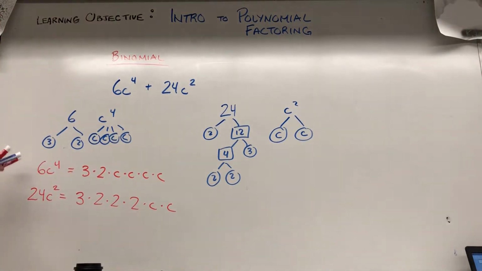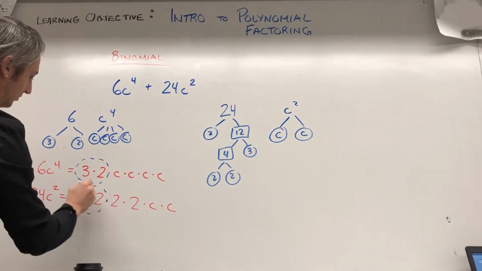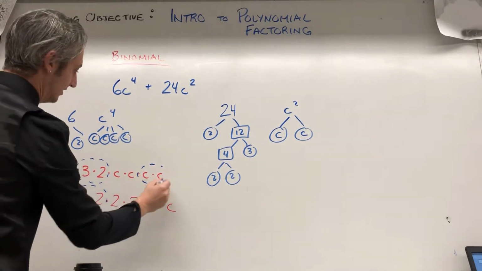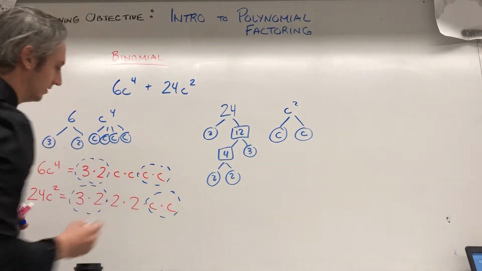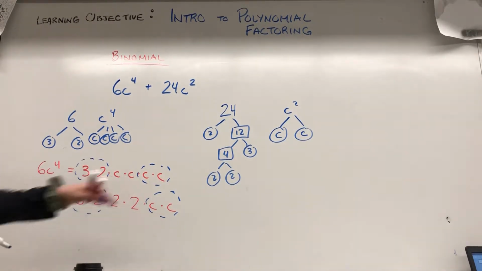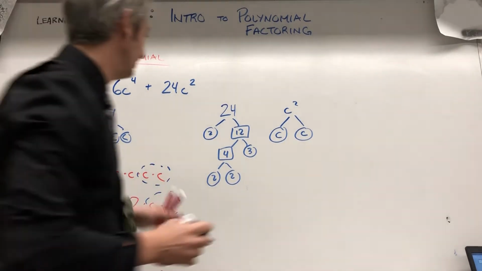Okay, so what do these two have in common? Well, you can clearly see they both have a 3 times 2. So we'll be pulling out a 3 times 2. And they also have 2 c's in common. This one has 4, this one has 2. So they have 2 in common. So I can pull out 3 times 2 and 2 c's. So I can do this.